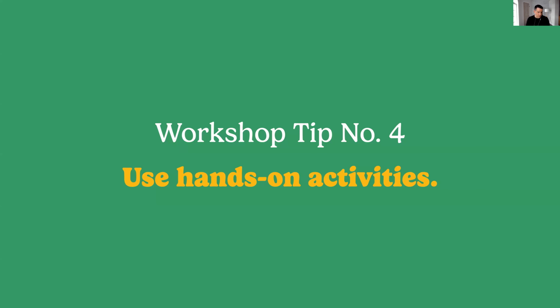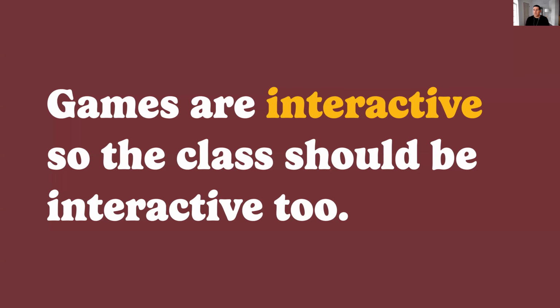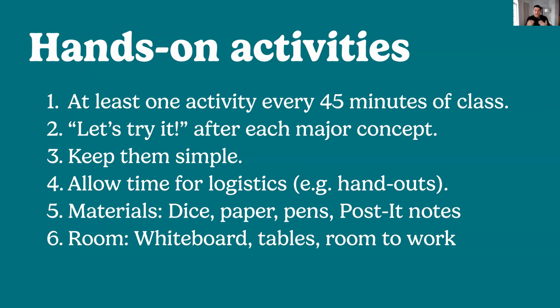All right, so tip number 4 is use hands-on activities. And this is one that I would stress a lot. So games are interactive. So it seems silly to sit there and not have the class be interactive as well. Like if people want to play games, it's because they like interacting with systems. To me, I would throw in at least one hands-on activity that gets people either to stand up or do something active at least once every 45 minutes of class.